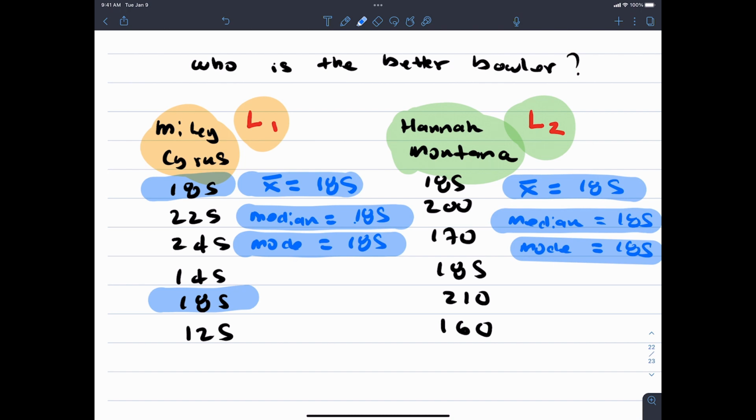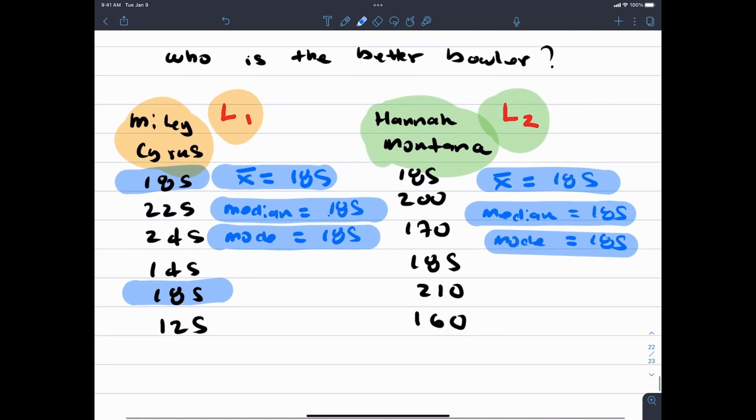All right. You guys okay with that? All right. Good for you guys. Now, what's Hannah's mode? 185, because I did the same thing here, but I don't know her mean or median. I have to double check.